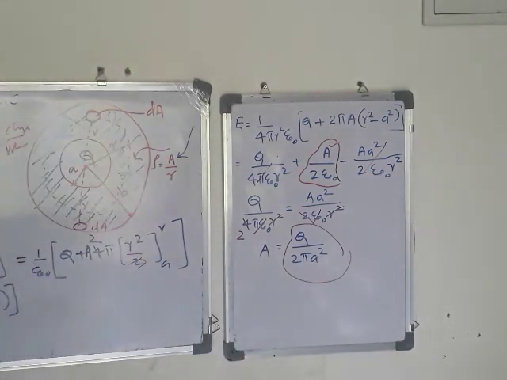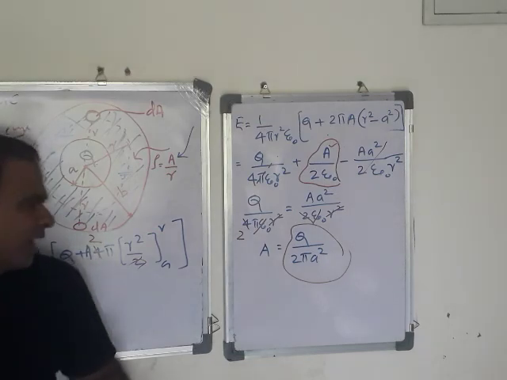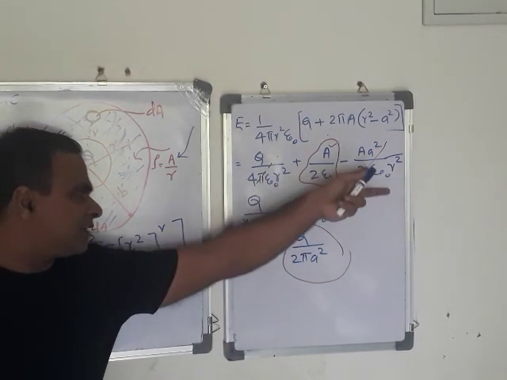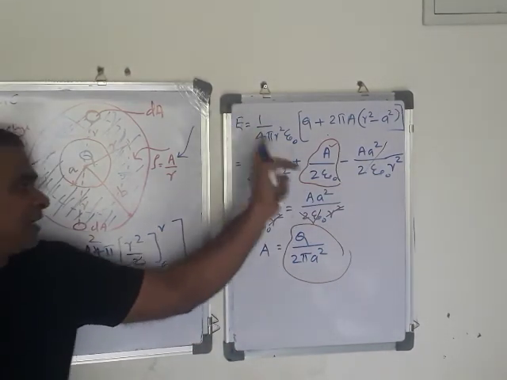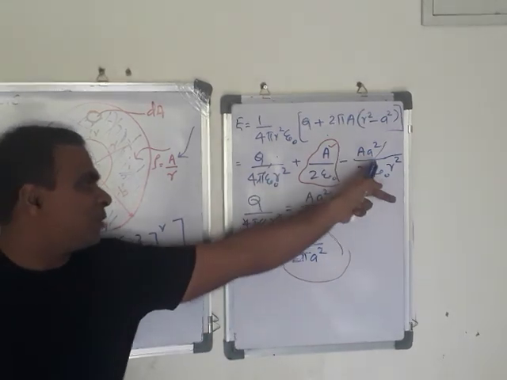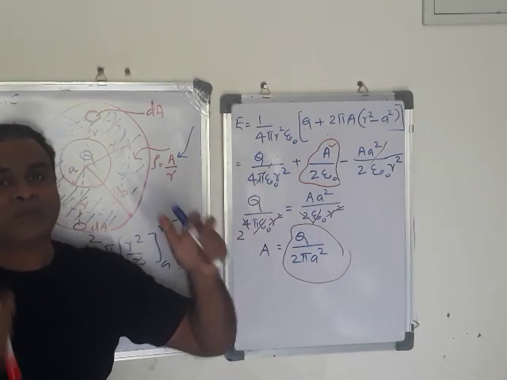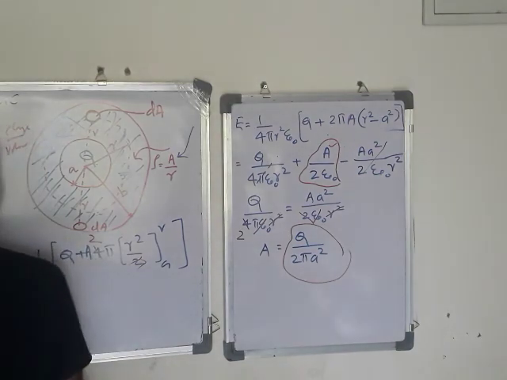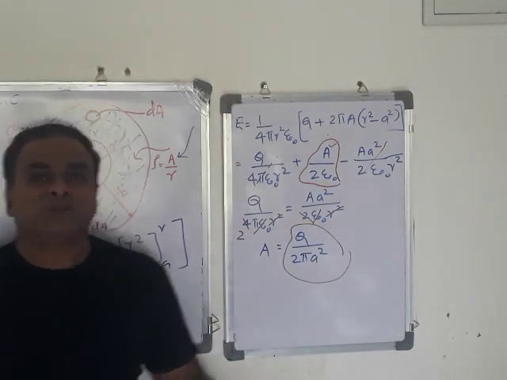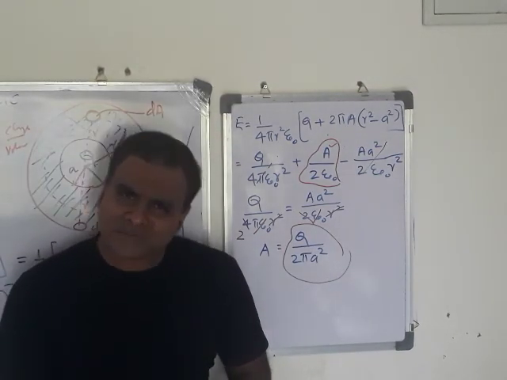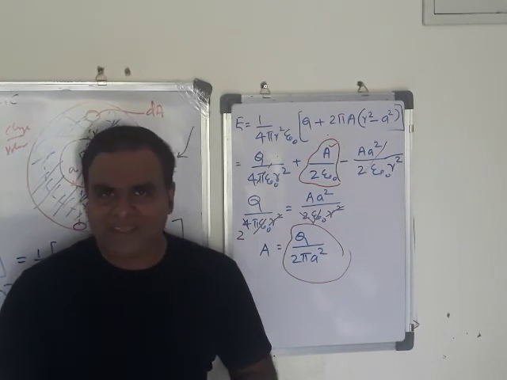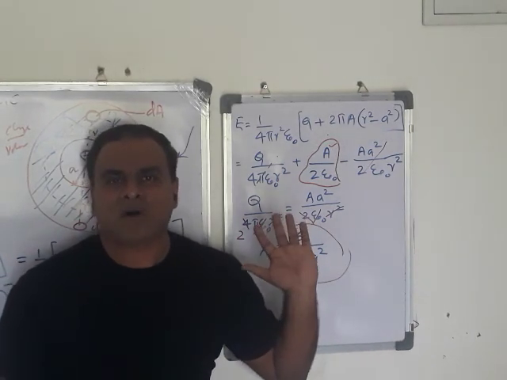So this is the first choice, q by 2 pi a square. So this is the question. You understood this. So why did you equate these two terms? For capital E to be constant, these two variable terms are plus and minus, so they must be equal and then they cancel each other. That's why we equated it. This is a question asked in 2016 JEE Main, and that's what we just solved.